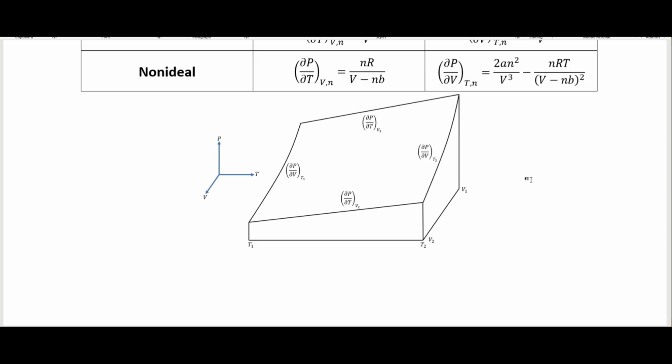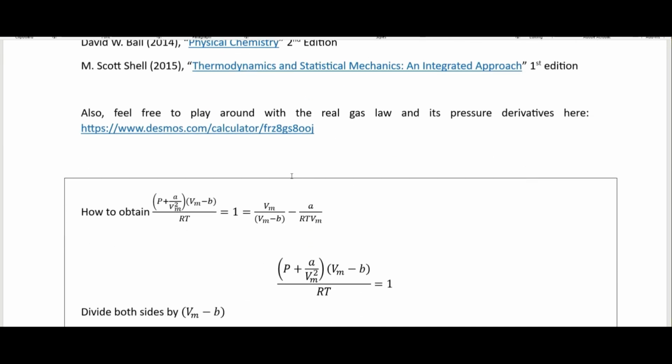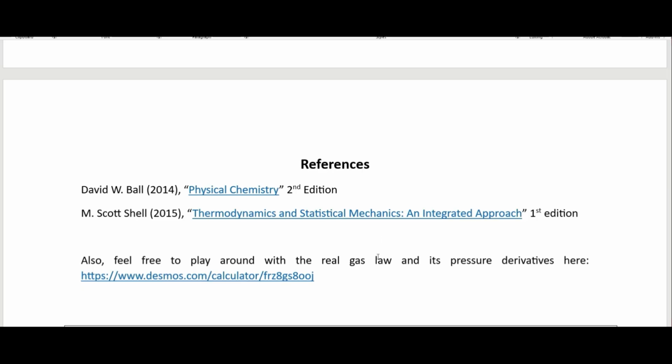If you're interested in playing around with these derivatives, I do actually have this Desmos calculator here. You can go on there and play around with those just to look at what those functions look like when you change the different parameters on it. Down here, again, this is just how to derive that thing that I talked about earlier.